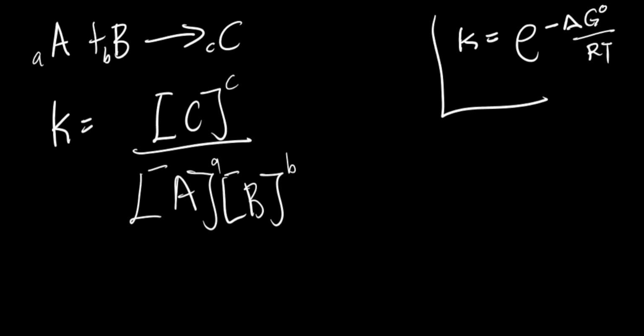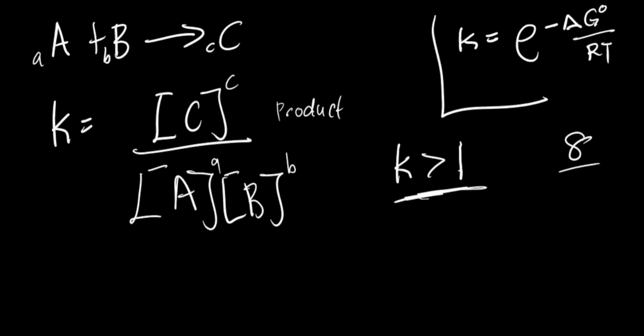Now, what this simply means is that if we have a K value greater than 1, it means we have more products than we have reactants. It means that the reaction favors the forward direction. So the forward reaction is favored when we have K greater than 1. For example, if we had 8 divided by 4, this is 2 and this is greater than 1. It means we have more products than we have reactants.